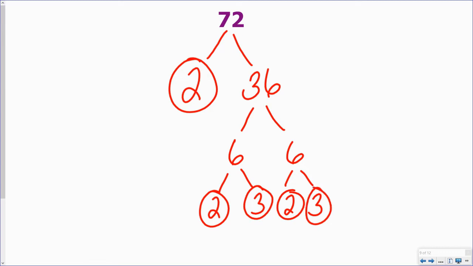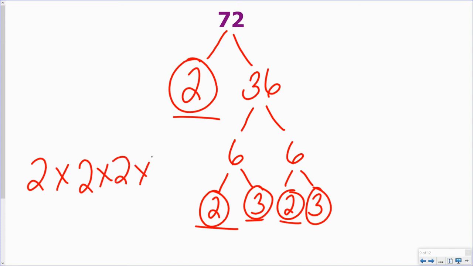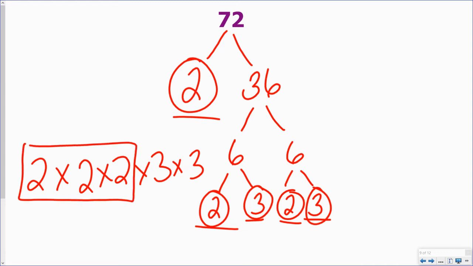So now I have all of my prime factors for 72, which would be 2 multiplied by 2 multiplied by 2 multiplied by 3 multiplied by the last 3. And again, I'm putting them in order from smallest to greatest. Now I can shorten this up because I can take my expanded form and write it into exponent form.